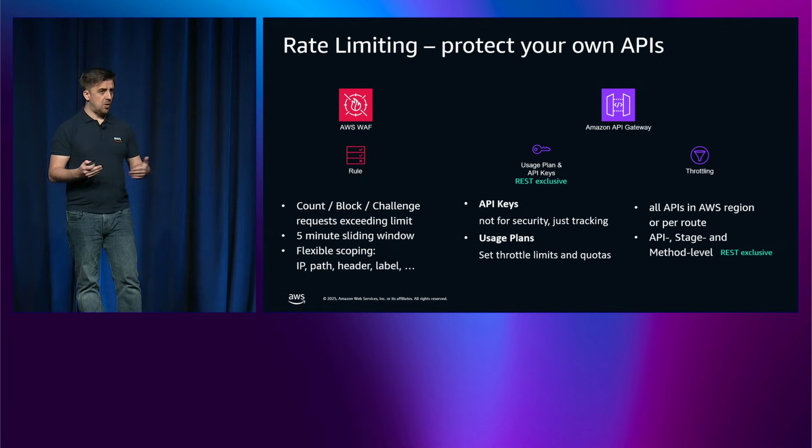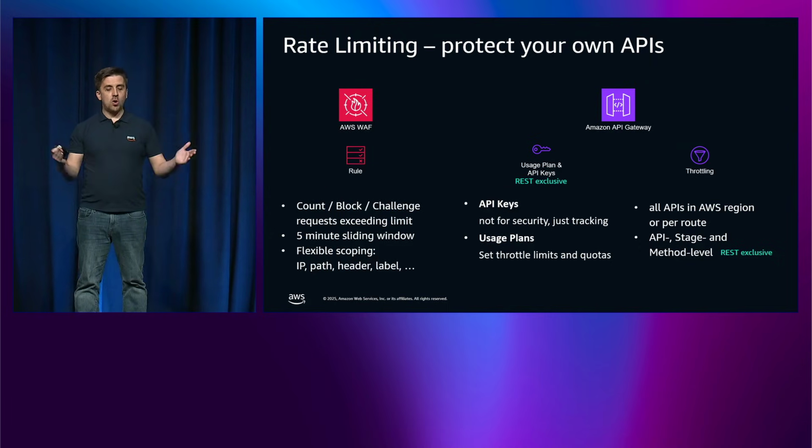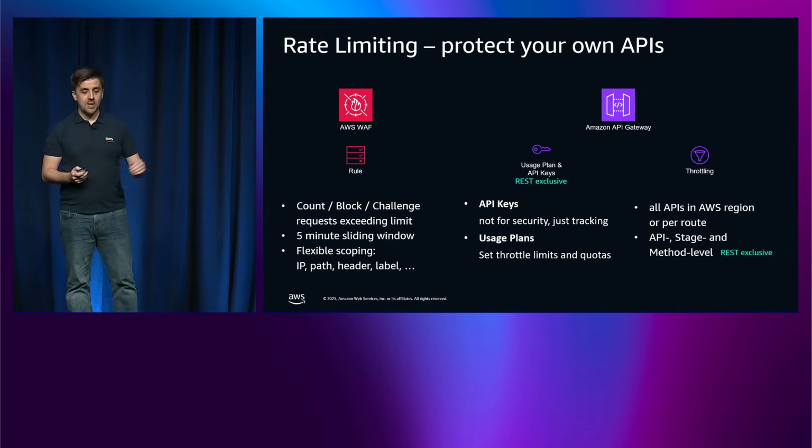The other thing is you can also configure throttling on the API gateway in general. You can do that on all APIs in the region or per route. And if you want to be more granular, you can do it on the API stage and method level, but only for the REST flavor again.